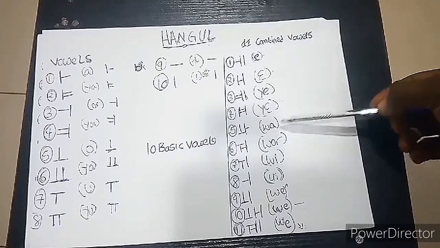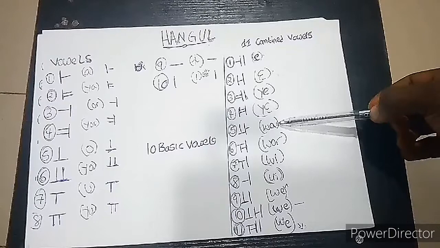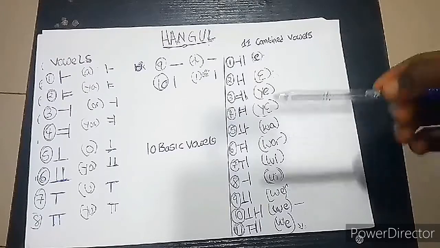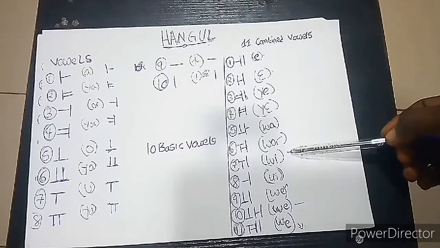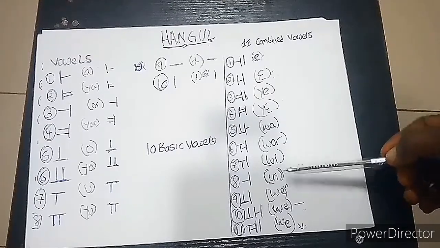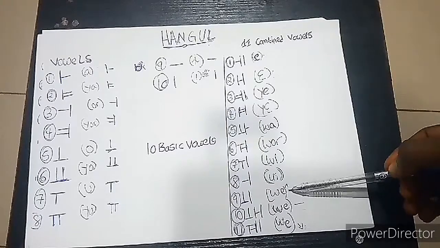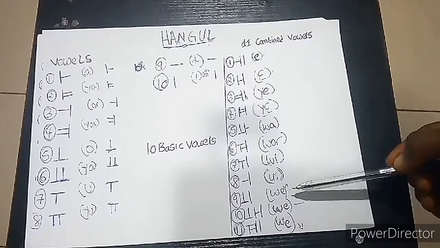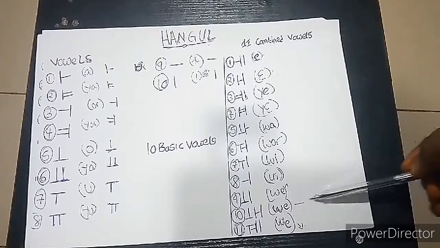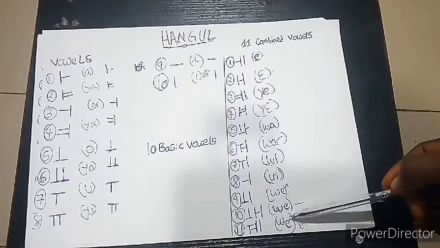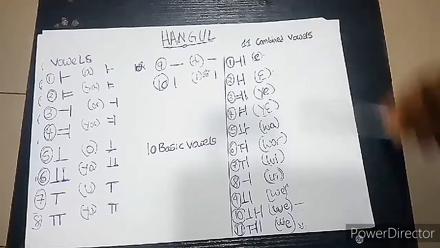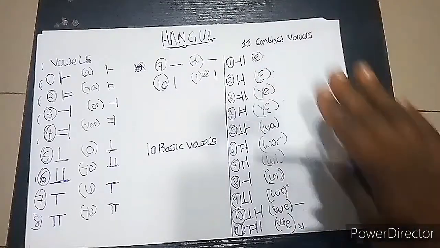Now this is wa. War. We. Where. So these are the combined vowels and the basic vowels. So we are done with the vowels now.